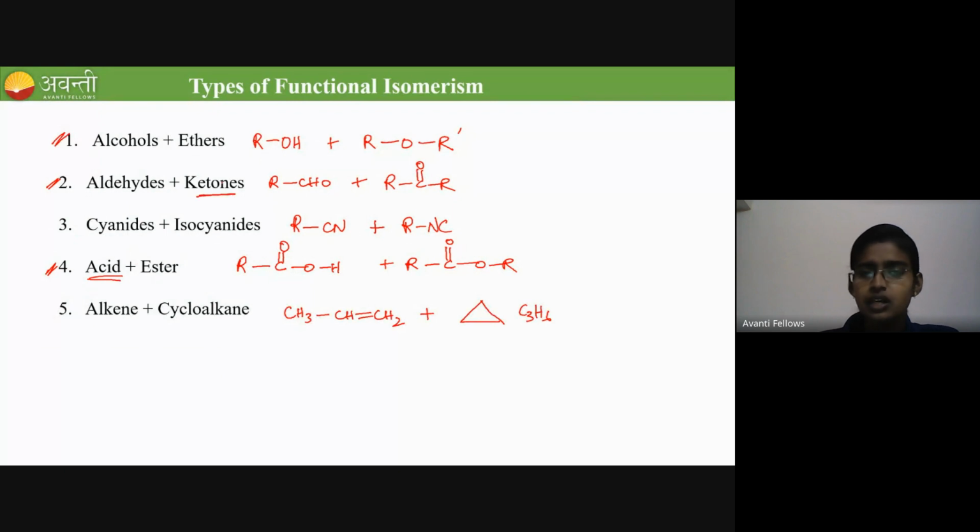You will not get. So in acid, we are having 2 oxygen, right? So in ketone, only 1 oxygen will be there. So you cannot make the isomeric pair of ketone with acid. So always try to remember the pairs which I have given you for functional isomerism and try to match it accordingly. Got it? Clear? Shall we move on to the examples for each pair?